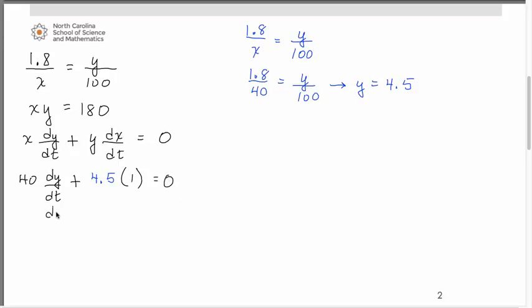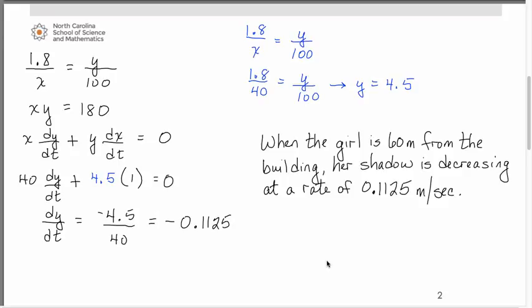If we solve for dy/dt, remember we were thinking that it should be a negative quantity because the height of that shadow is decreasing. So when we take the 4.5 over to the other side, there's your negative. We divide that by 40, and if we finish that out we get a decimal, negative 0.1125. So our conclusion is that when the girl is 60 meters from the building, or you could say 40 meters from the spotlight if you prefer, her shadow is decreasing at a rate of 0.1125 meters per second.